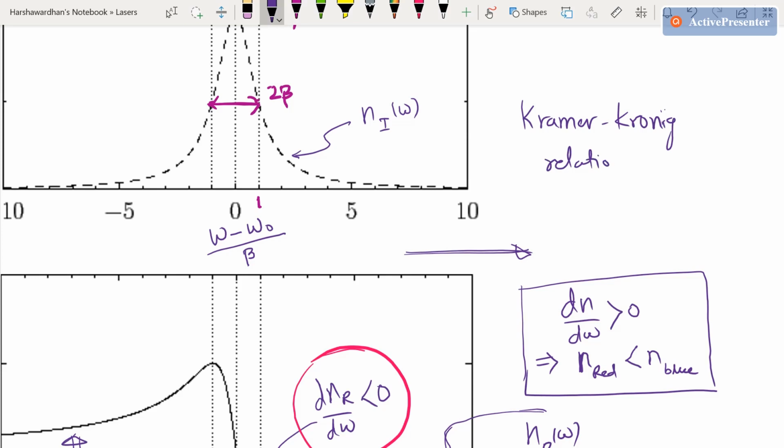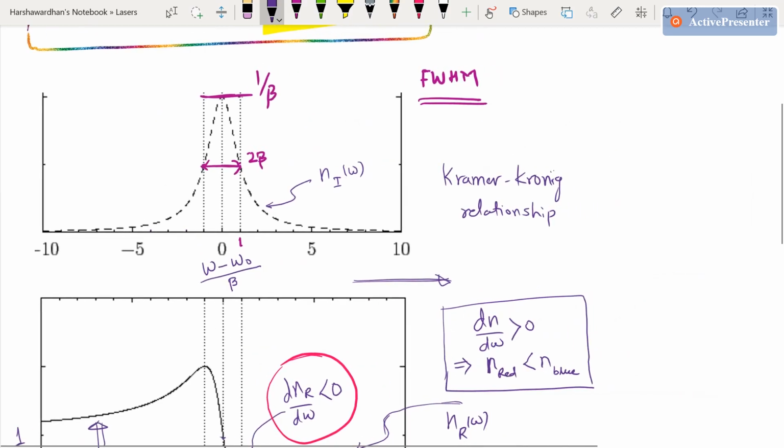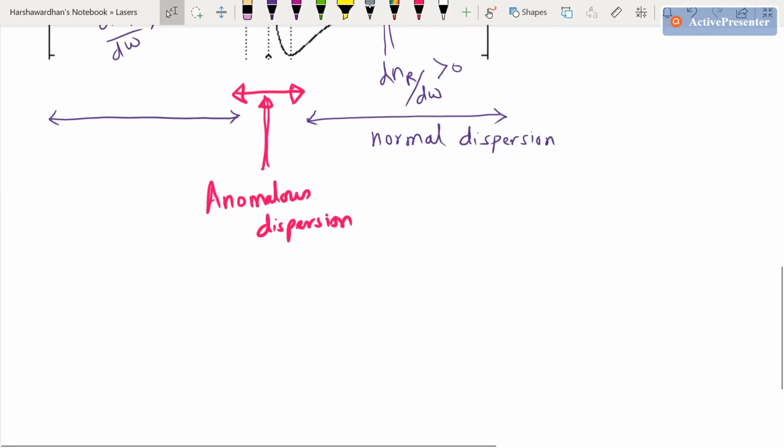which is essentially a relationship arrived at purely by ensuring causality, and this relationship relates the real and imaginary parts of the refractive index, and this is the relationship that we have captured here. You can clearly see where it makes a difference.